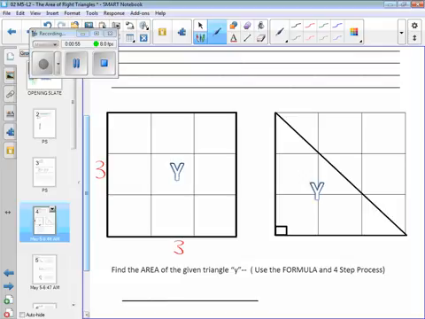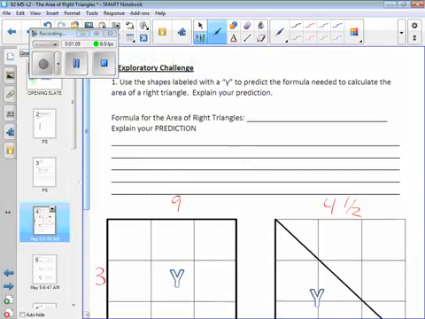Because then what becomes the area of half that square? 4.5. This is 9. This is 4.5. So what you have to now do is use the actual measurements. How would you figure it out, or what would your formula be for finding the area of any triangle? Viv?